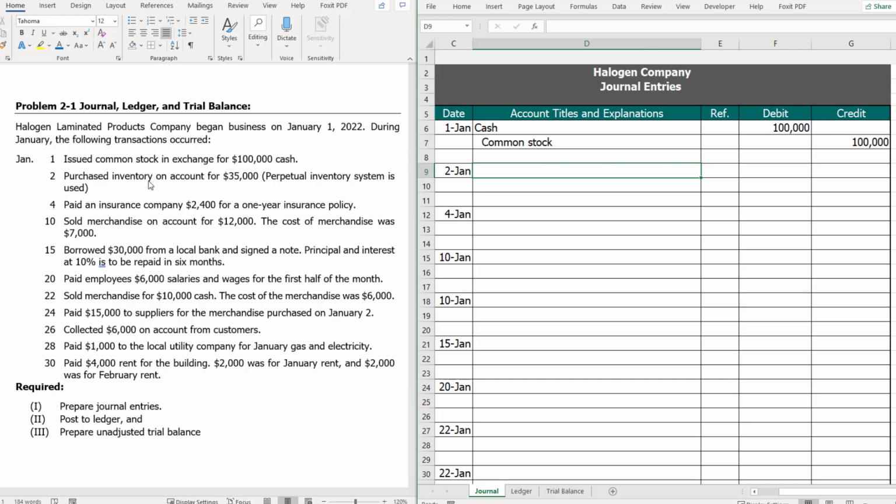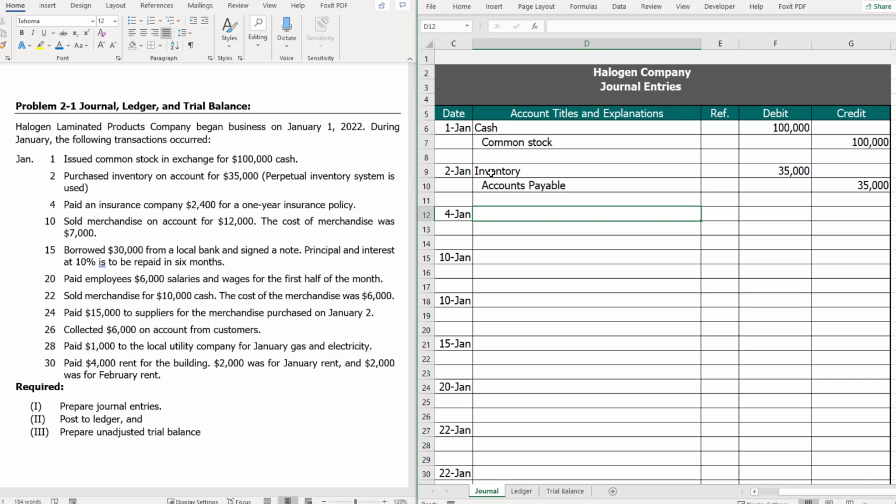The second one: purchased inventory on account for 35,000. The perpetual inventory system is used. So what should we do? We have purchase inventory, so inventory debit, and since it is on account, accounts payable credit. It is 35,000 and 35,000.